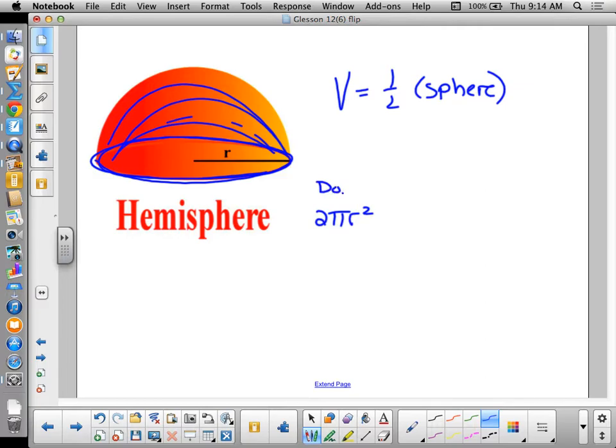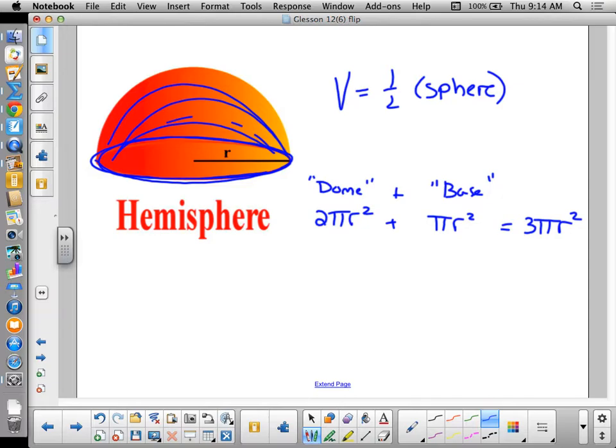So that's the dome area. Plus the base area, which is just a great circle, which is going to be another pi r squared. So the total area is 3 pi r squared. Now, sometimes that base is exposed, sometimes it's not part of the surface. We'll see an example in a second where it's not.